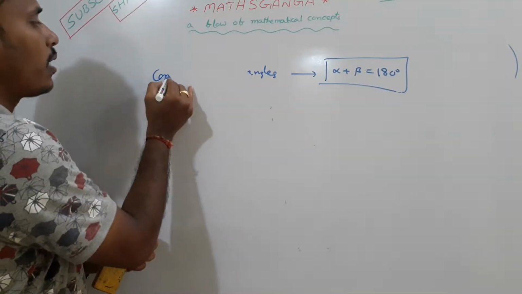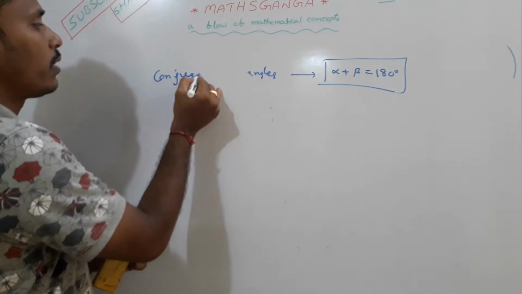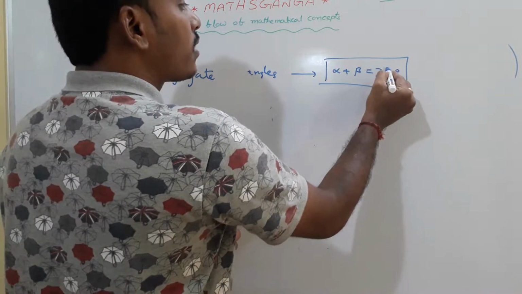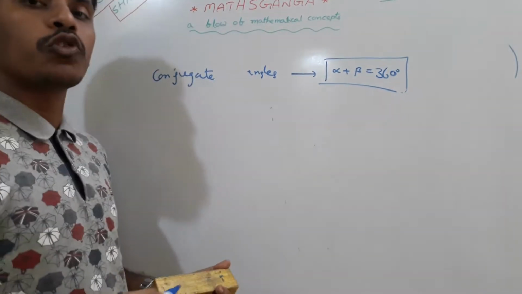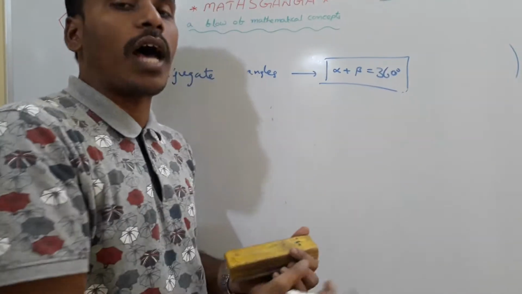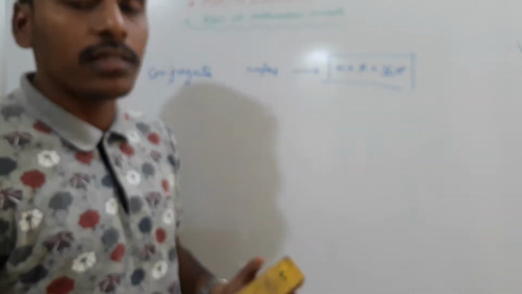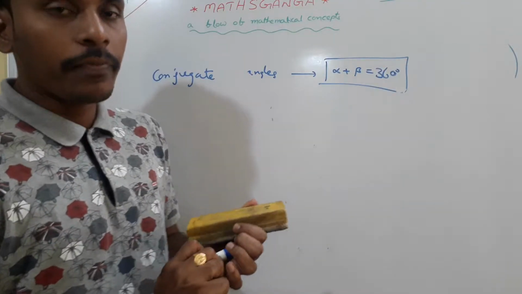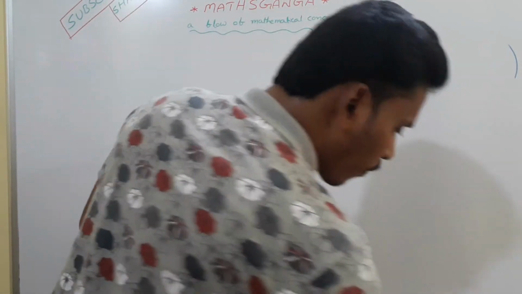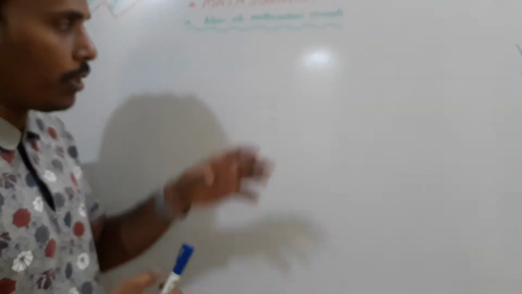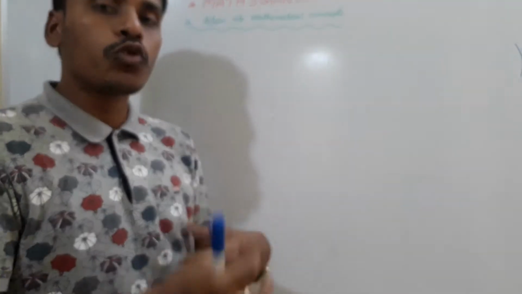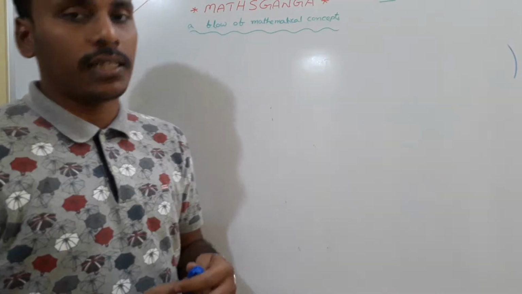After complementary and supplementary, we come across conjugate angles. Conjugate angles means a pair of angles are said to be conjugate if the sum of those two angles is 360 degrees. One angle is said to be the conjugate of the other if the sum of those two angles is 360 degrees, right? So types of angles initially based on the measurement, and afterwards a pair of angles are said to be complementary, supplementary and then conjugate if the sum of those two angles is 90 or 180 or 360.